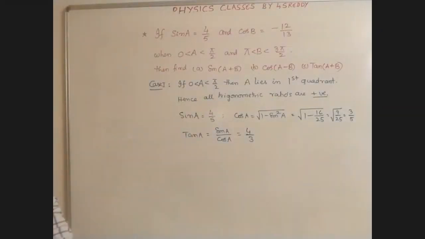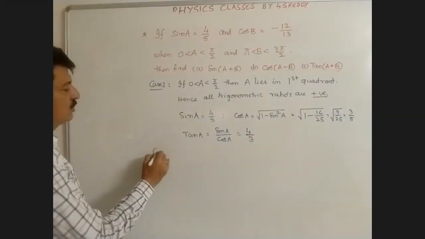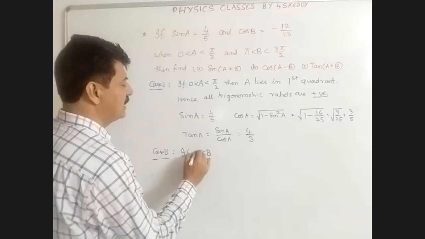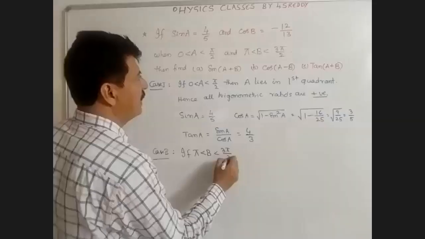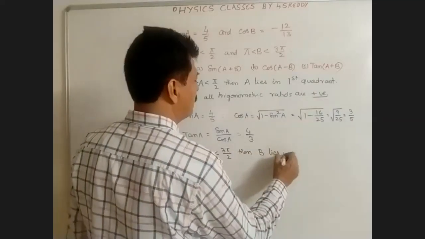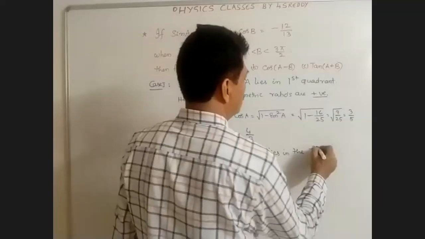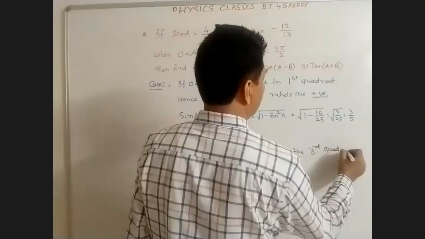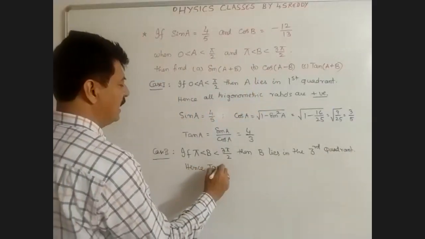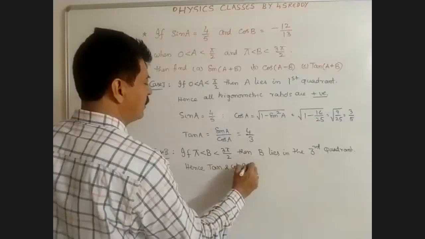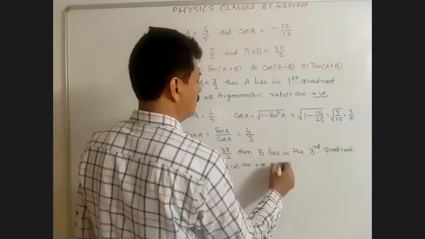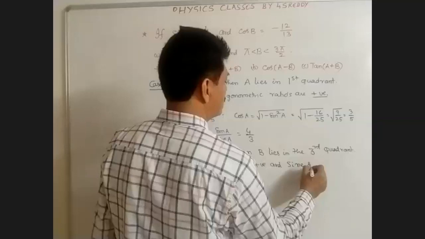Now in case 2, what is case 2? If B is greater than pi and less than 3 pi by 2, then capital B lies in which quadrant? Third quadrant. Hence, tan and cot are positive, and sine and cosine are negative.